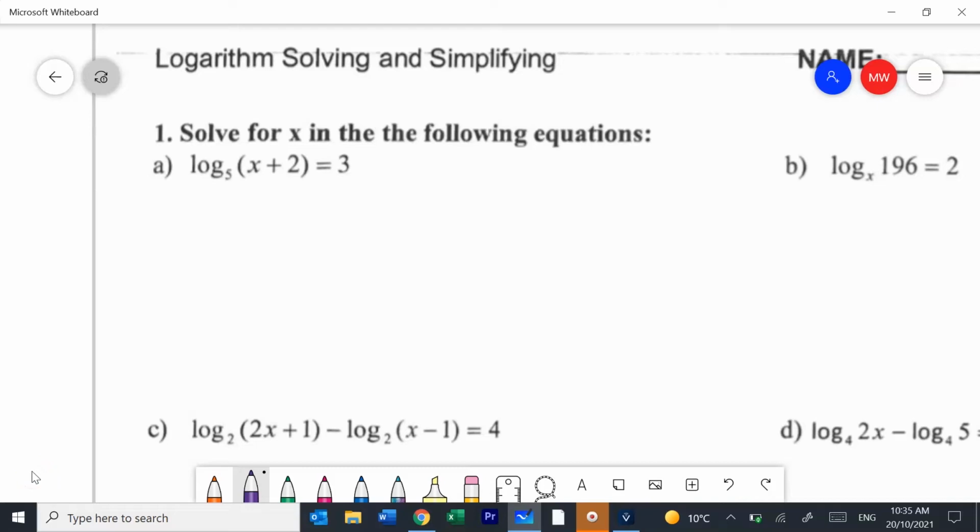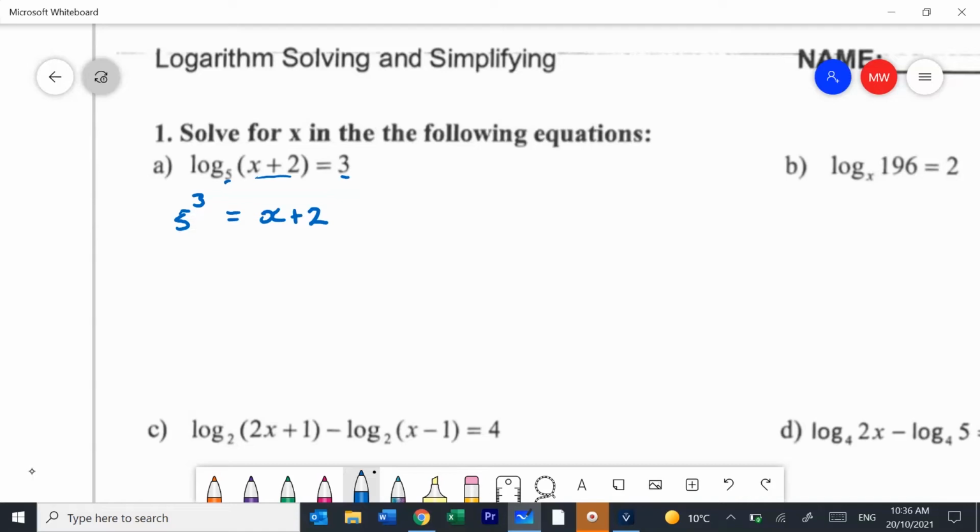So when we start with this one, we can't really do much with it in log form, so what we're going to do is move it over into indice form or exponential form. So we'll go in as 5 to the power of 3 equals x plus 2. Remember that log form is just the same as index form but written in a different way. So it's the base to the power equals basically.